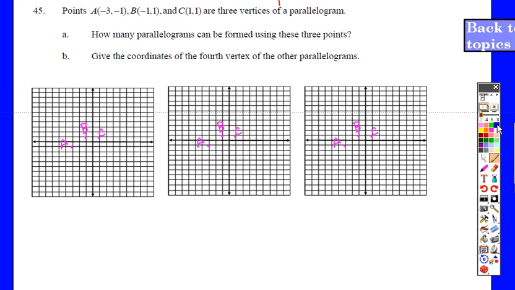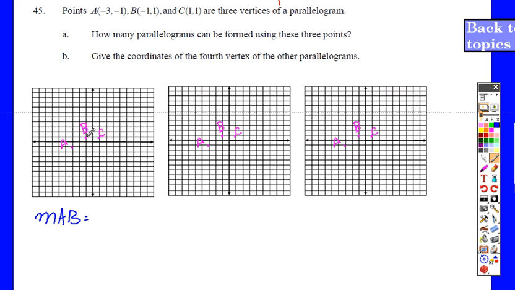Okay, so the question here is, where are we going to put the fourth point to make a parallelogram? There are several ways that you can do it. I think slope might be one of the easiest ways to think about. So basically, I'm going to look at the slope between 2 points, and in this first picture, I'm going to look at the slope between A and B.